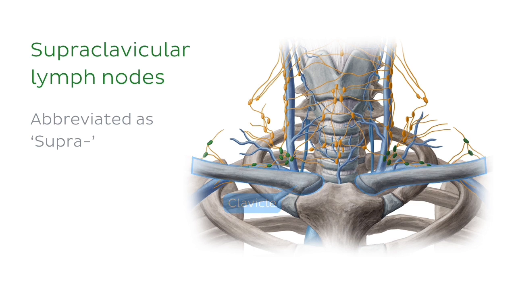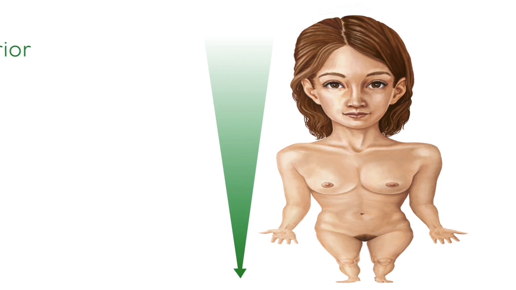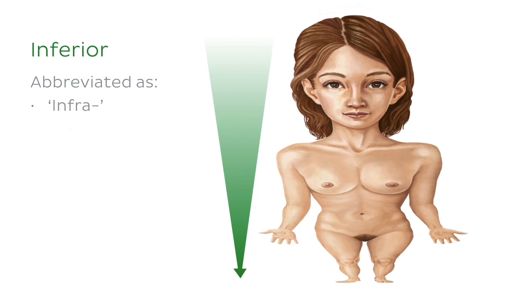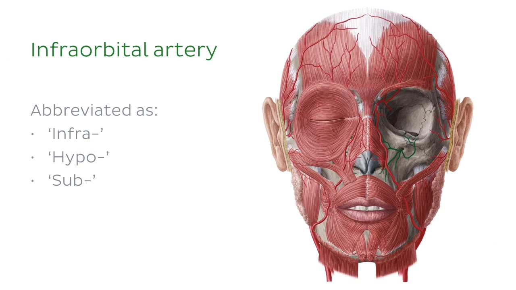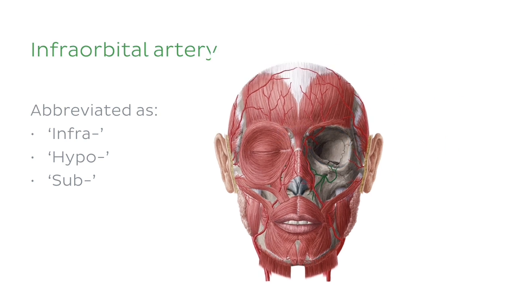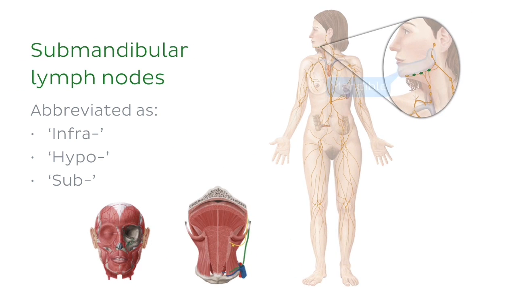And of course, if there's an up, we must also have a down. And the term that we're looking for in this case is inferior, and it refers to a structure which is below, under something, or pointing towards the feet. So using the previous example, we can say that the mouth is inferior to the nose. And just like superior, the term inferior can be abbreviated by a number of prefixes, such as infra, hypo, or sub. For example, the infraorbital artery is located inferior to the orbit. The hypoglossal nerve is inferior to or under the tongue, and the submandibular lymph nodes are located beneath the mandible.